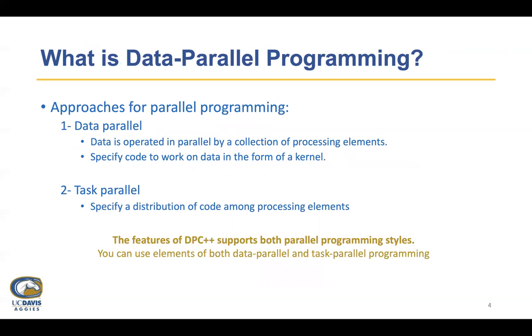There are two approaches for parallel programming. First is data parallel and second is task parallel. In the task parallel model, the user specifies the distributions of iterations among processing units, and then the data travels to the computations. In data parallel programming, the user specifies the distribution of data among processing units, and then only those units owning the data will perform the computation. The features of DPC++ support both parallel programming styles.